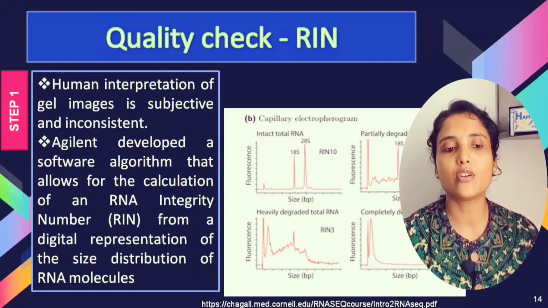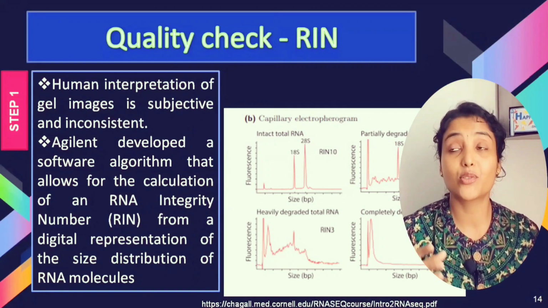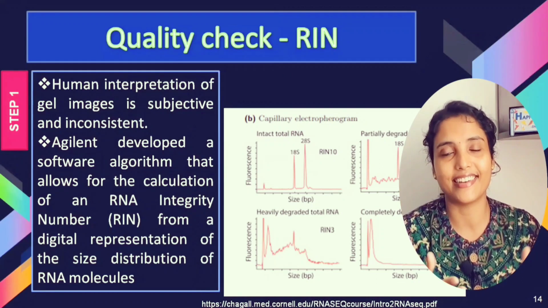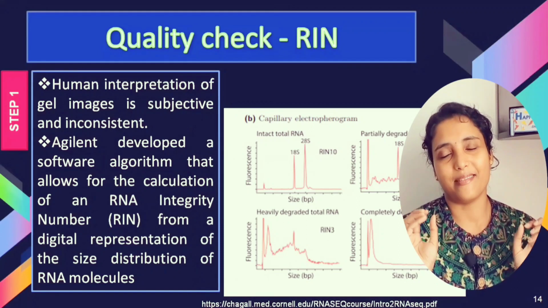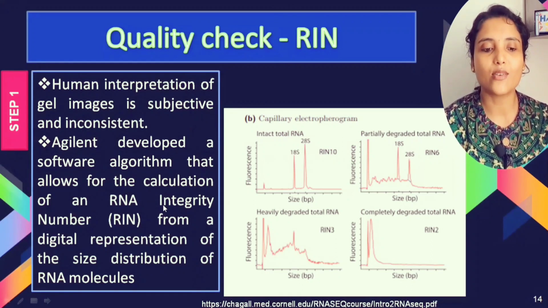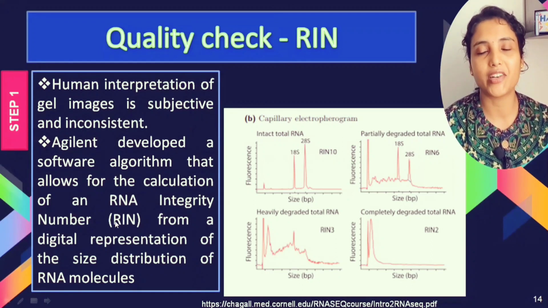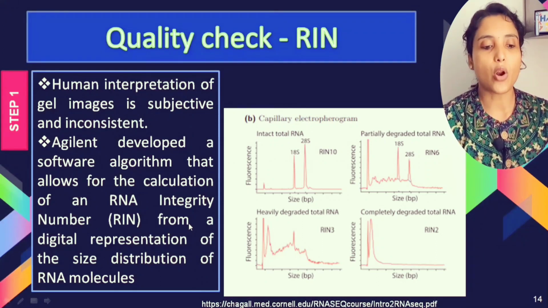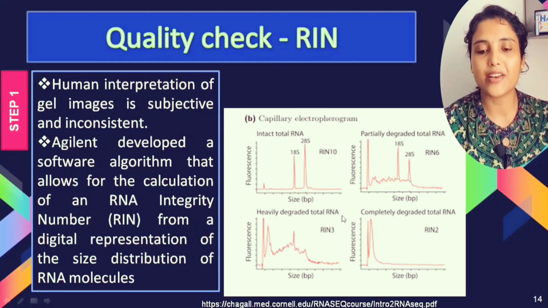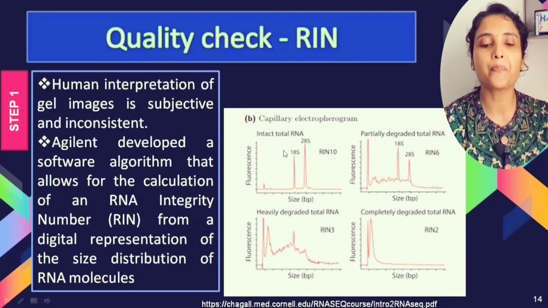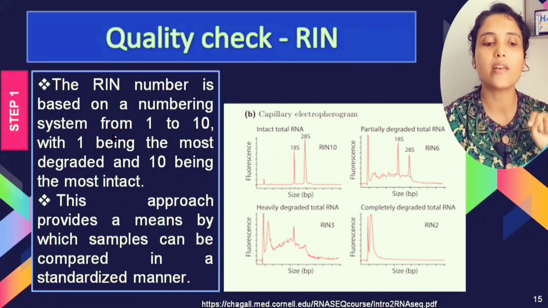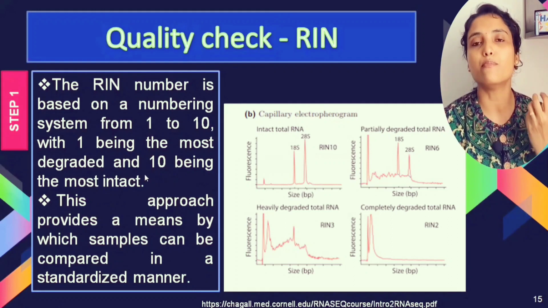Human interpretation of gel images is subjective and inconsistent. Initially we were just visually judging whether it is degraded or not, right? To minimize the errors in that, we developed a software algorithm that allows for the calculation of an RNA integrity number, that is RIN, from a digital representation of the size distribution of RNA molecules. This is how the digital representation will look. The RIN is based on a numbering system from 1 to 10, with 1 being the most degraded and 10 being the most intact.